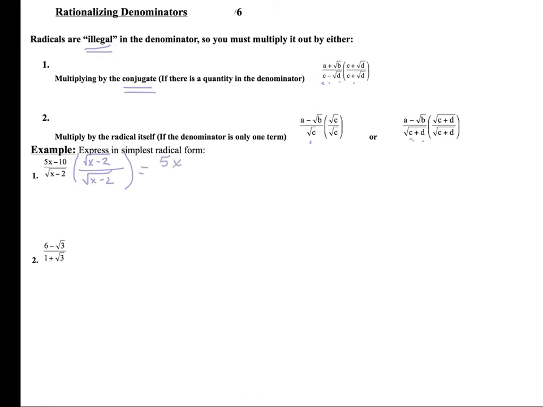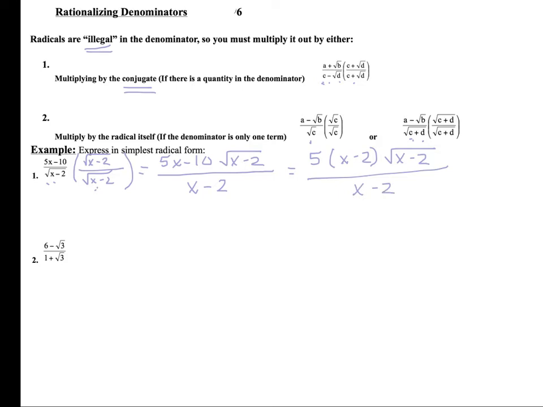So I have 5x minus 10 times the square root of x minus 2. And whenever you multiply two of the same square roots by each other, square root of x minus 2 times square root of x minus 2 is just going to give me what's underneath the radical. So x minus 2. If I want it in simplest radical form, is there anything you could do with that 5x minus 10 is what you need to check. I can factor out a 5, so I'd have x minus 2 times the square root of x minus 2 divided by x minus 2.